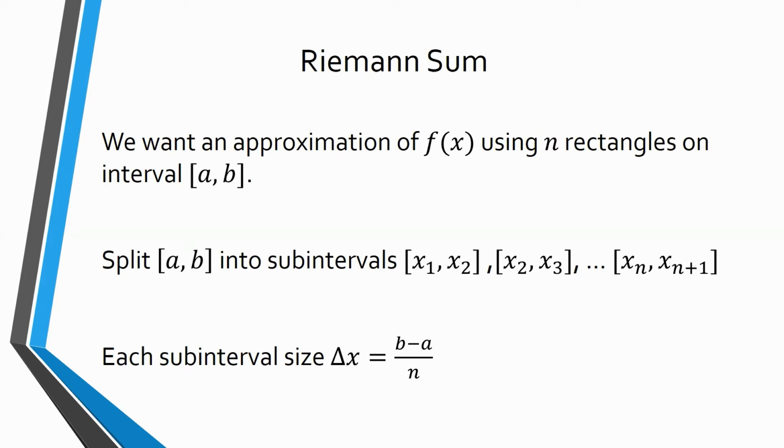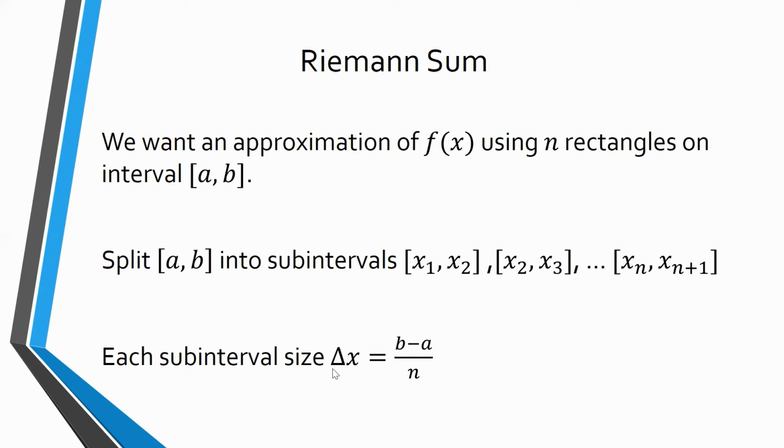The notation we're going to use for the subintervals is going to be first subinterval starts with x1 and ends with x2. The second starts with x2 and ends with x3, and so on and so forth until the nth subinterval starts with xn and ends at xn plus 1. Notice that since we're using n rectangles, we need n subintervals. Each subinterval is going to be of the same size.